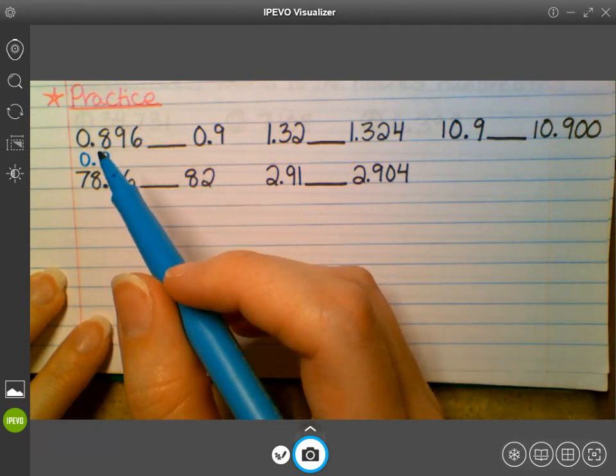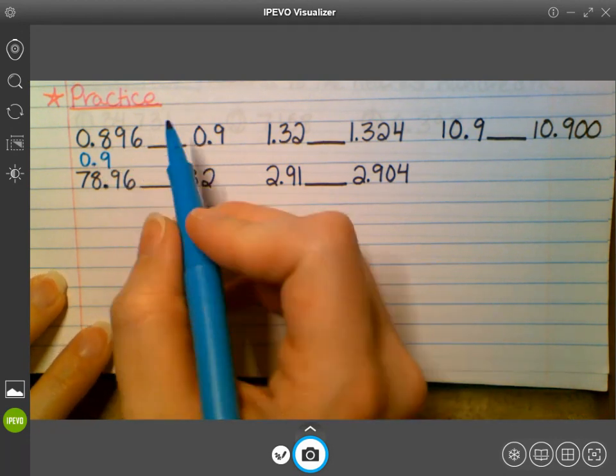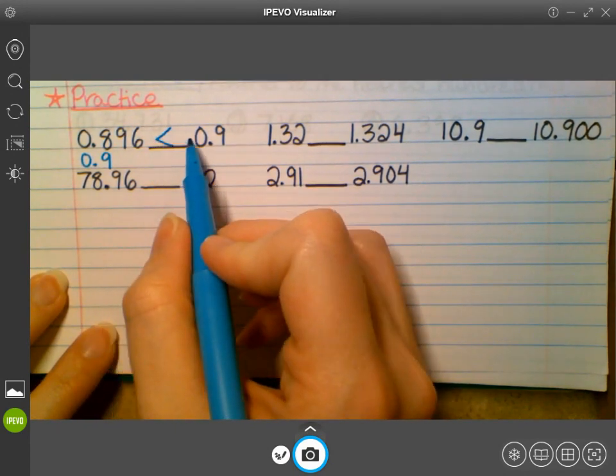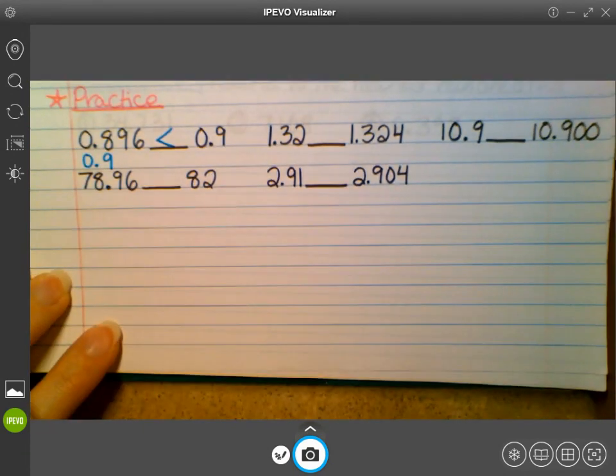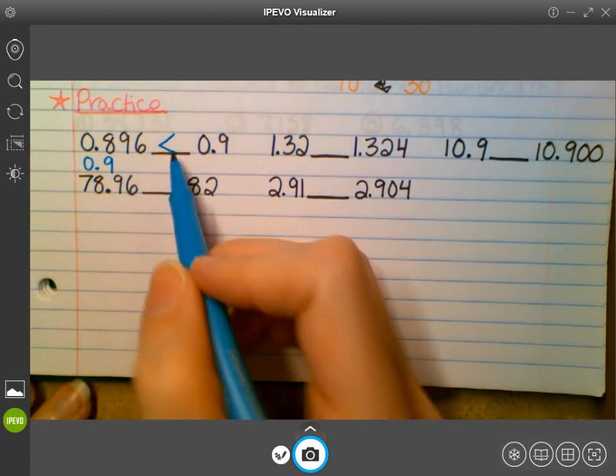So 896 thousandths is less than 9/10. Remember, we want it to open to the bigger number. All right, and you could draw Pac-Man if you wanted to.